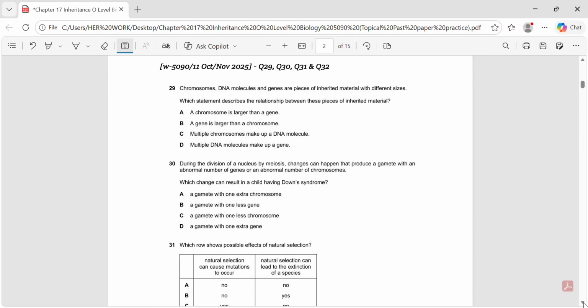Now we move on to the multiple choice questions. The first question says that chromosomes, DNA molecules, and genes are all pieces of inherited material with different sizes. It asks which statement correctly describes their relationship. The correct answer is A: a chromosome is larger than a gene.